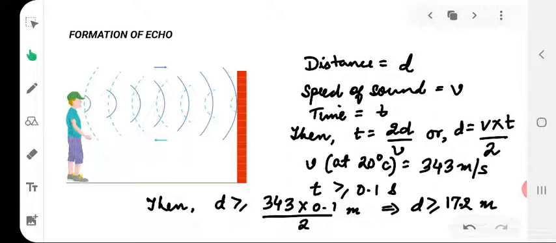Formation of echo. All of you might have experienced the formation of an echo when you shout your names from a hilltop or in a large hall with a dome shaped ceiling. You hear your own words after a gap of time.